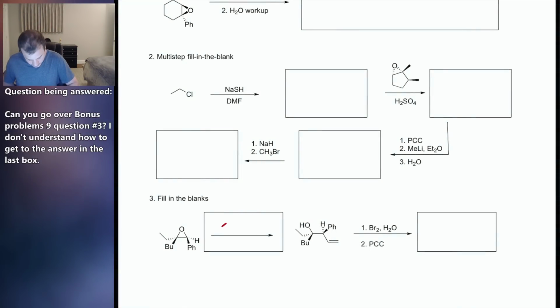In step 1 we use the organometallic here. In step 2, we'll need that H2O workup. That's going to go ahead and give us the first product, right? Because again, the mechanism here is that we just have the epoxide being attacked by the organometallic.